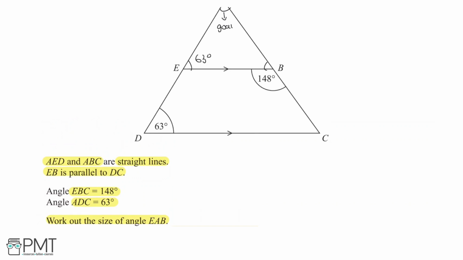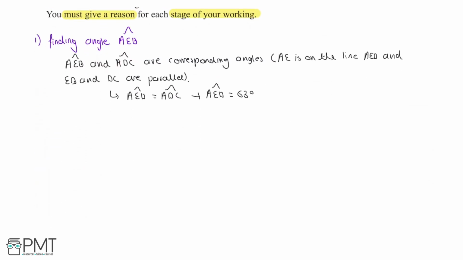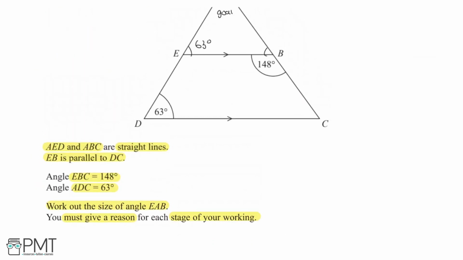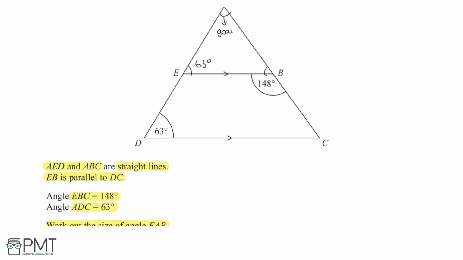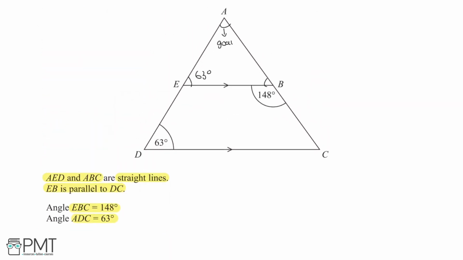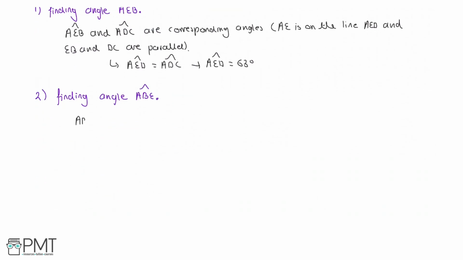Next, we can work out angle ABE. So I'm going to say 2, finding angle ABE. The way we're going to do this is we're going to first notice that the line ABC is a straight line and angles on a straight line sum to 180 degrees. So we're going to start by saying the line ABC is a straight line and angles on a line sum to 180 degrees.